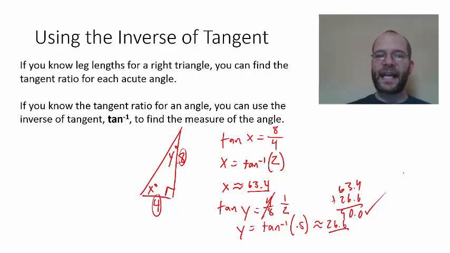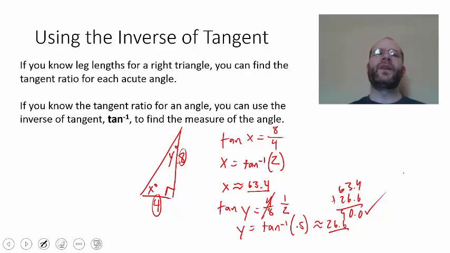So that's how we use tangent and inverse of tangent. We always use the tangent function to find a missing length of a leg, we always use the inverse of tangent to find a missing angle.